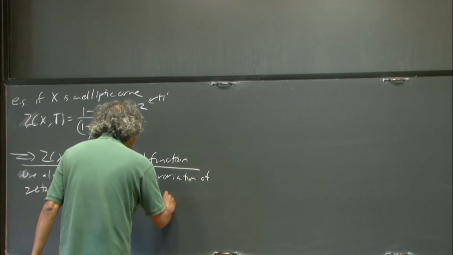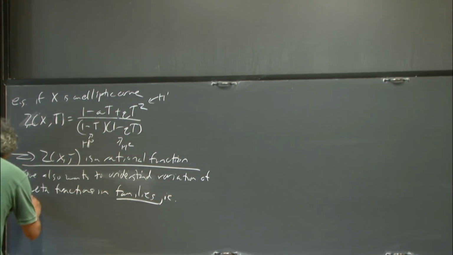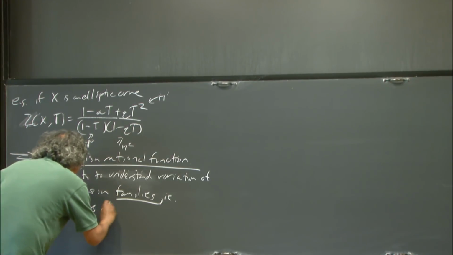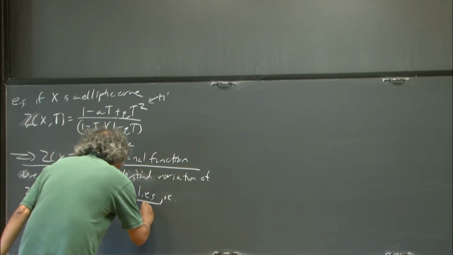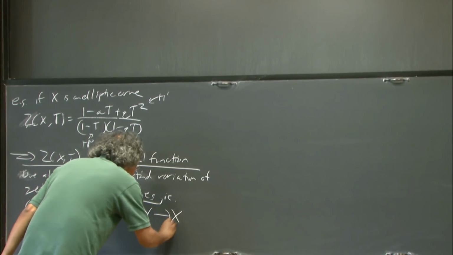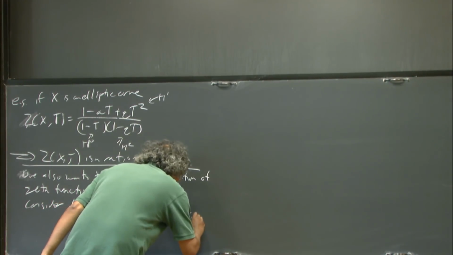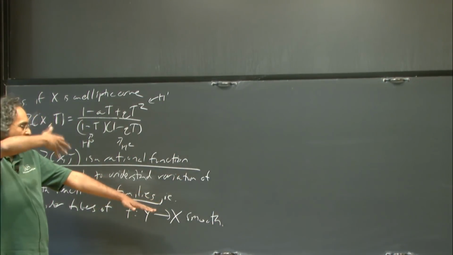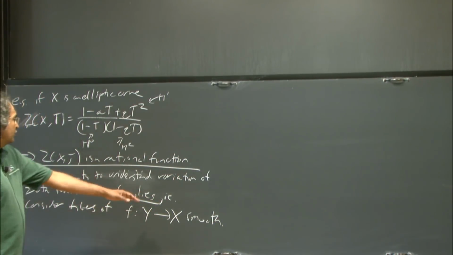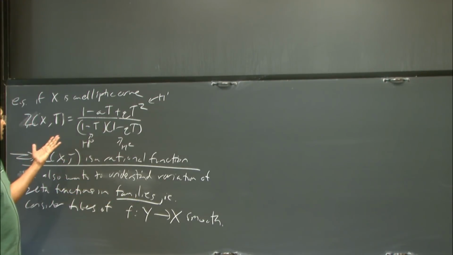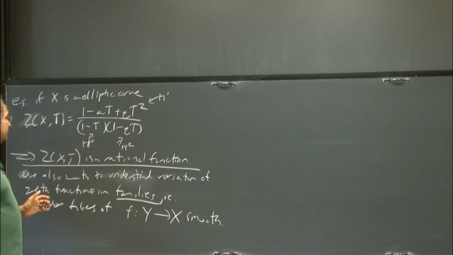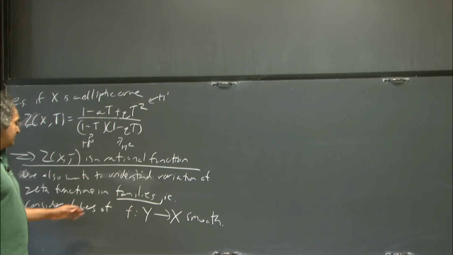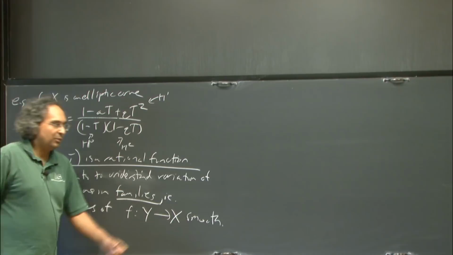So, for example, you want to consider the fibers of a smooth morphism. Say you have some f from Y to X. So this is like some family of smooth varieties parameterized by some base. For each fiber, you can consider the zeta function. And one would like to be able to understand how the zeta functions vary as you vary the parameter.